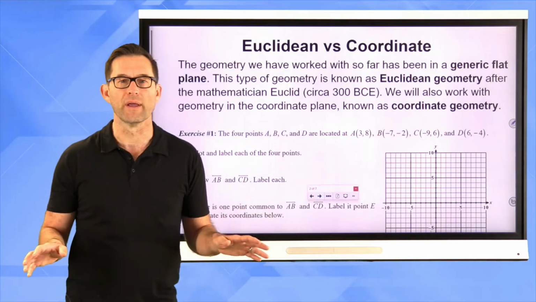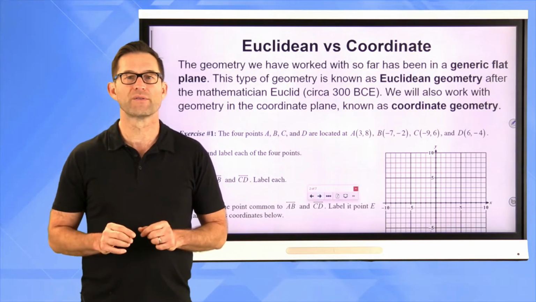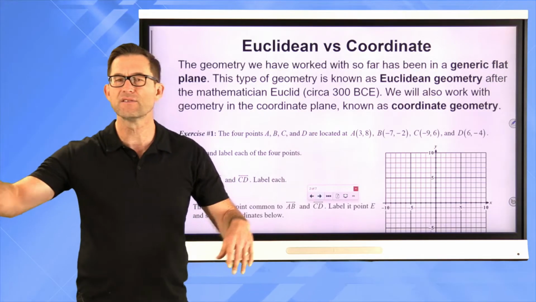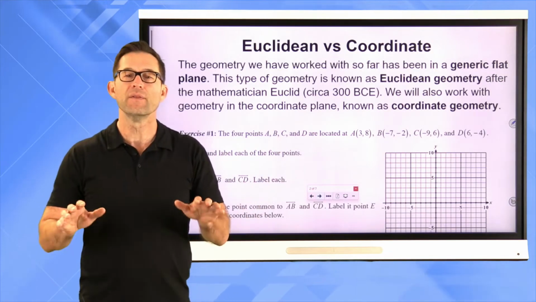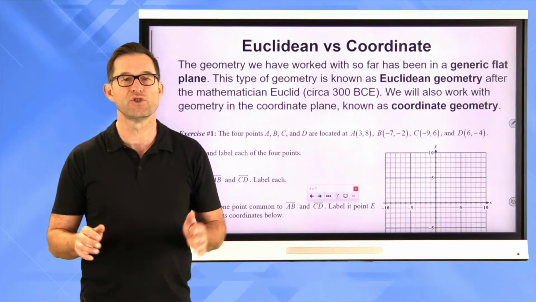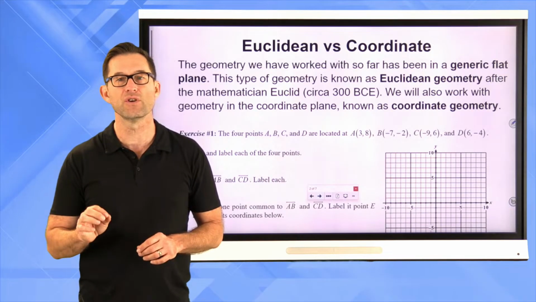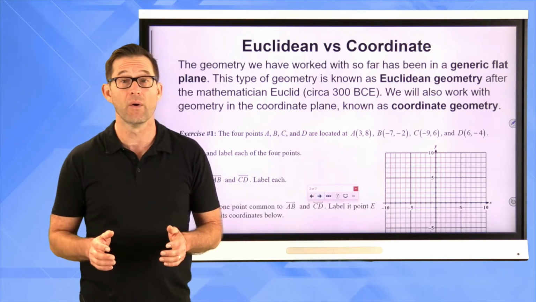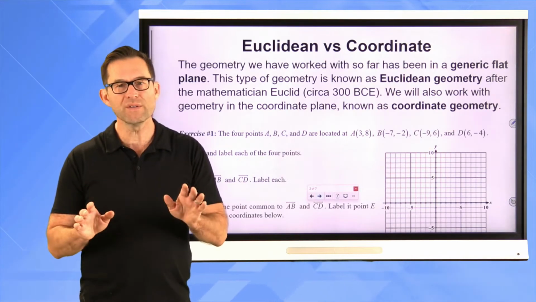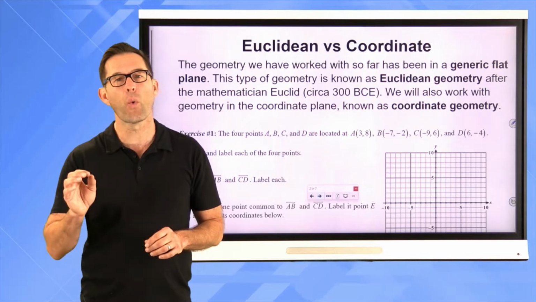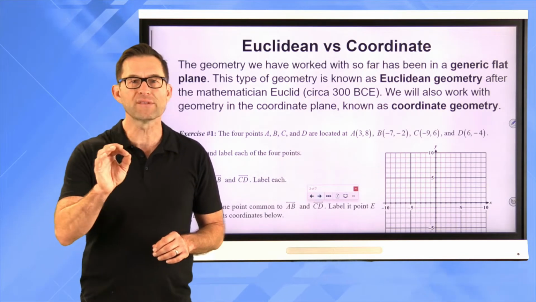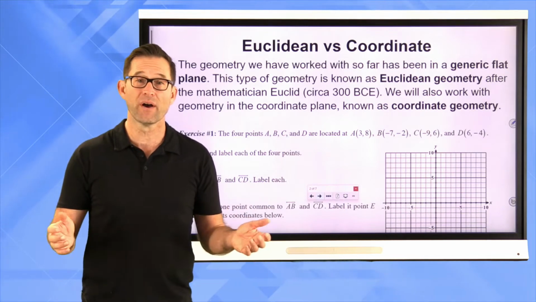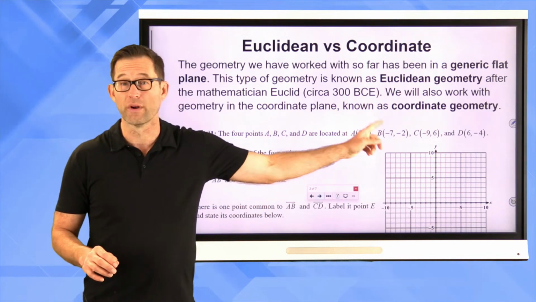Euclidean versus coordinate, right? The geometry that we've worked so far has been in a generic flat plane. So this flat plane that extends forever in all directions, right? This type of geometry is known as Euclidean geometry, and it was named after the mathematician Euclid, who lived about 2,300 years ago. But we're also going to be working with geometry in the coordinate plane, right? Where points are given specific locations using XY coordinates. Not surprisingly, this is called coordinate geometry.